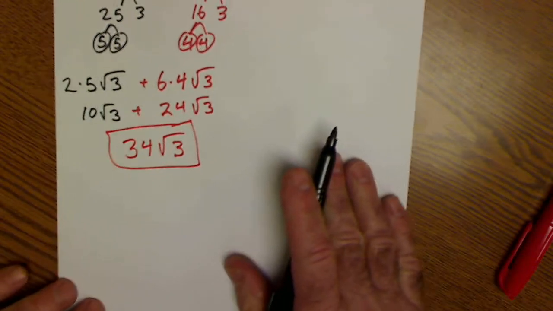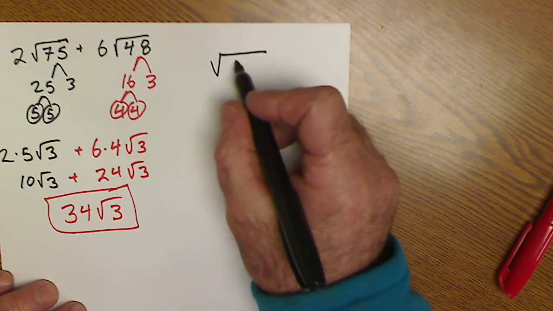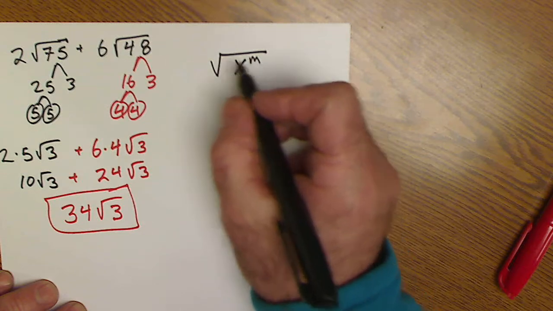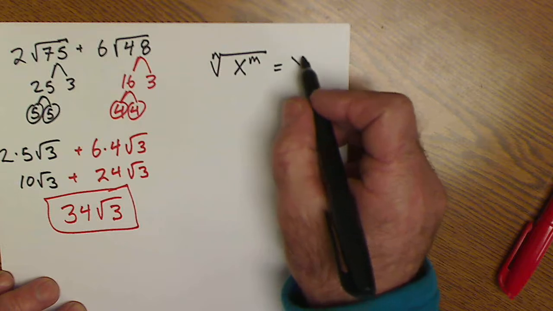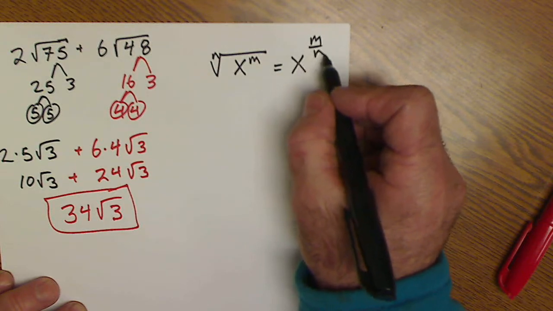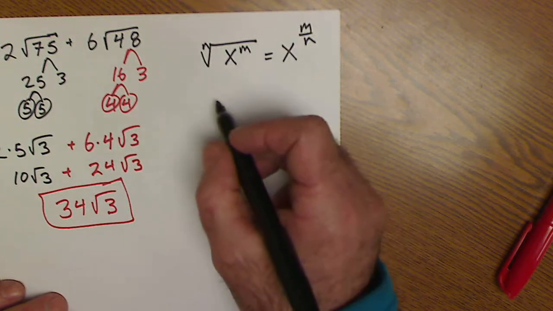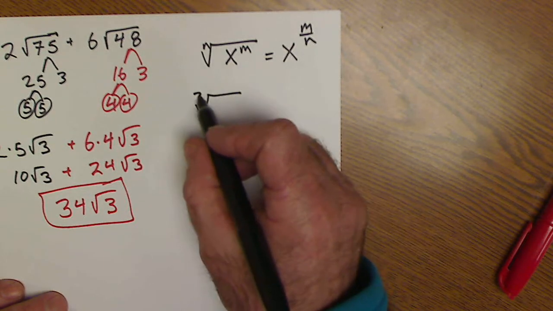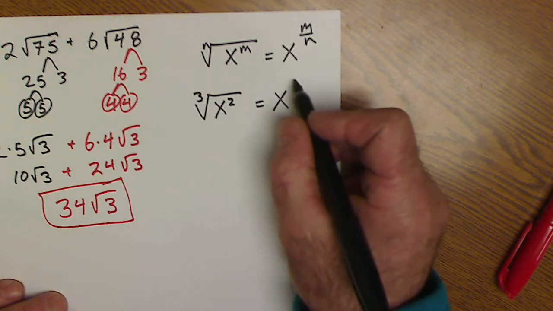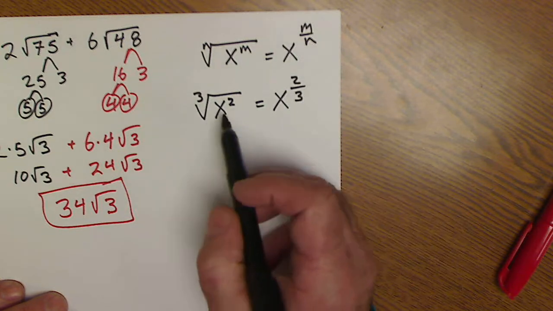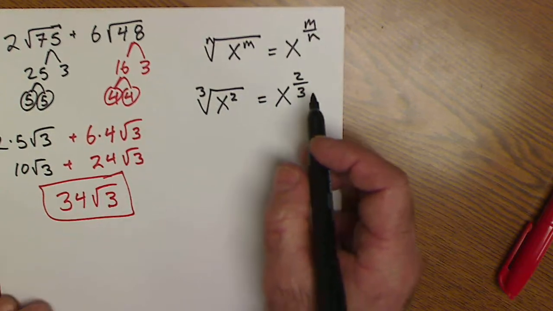Okay, let's go over one other idea too on a square root. If I have the nth root of x to the m, that is the same thing as x to the m over n. So I could put that root in a fractional form. So if I had the third root of x squared, that's equal to x to the 2/3. So that's how you could go from a radical symbol to a fractional form.